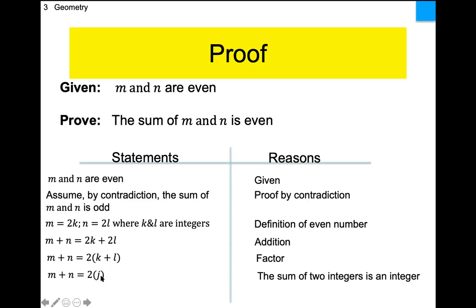2 times an integer. So I just showed you that m plus n is actually an even number, and that contradicts the fact that we were supposed to show that m plus n is odd. So that contradicted our initial assumption. Our assumption was that m plus n was odd. Since we just arrived at a contradiction, there's only one other possibility, and that's that m plus n must be even. That was my contradiction. So there's an example of proof by contradiction.